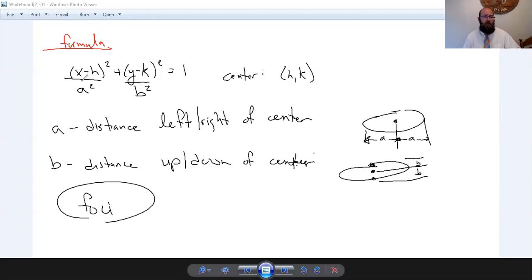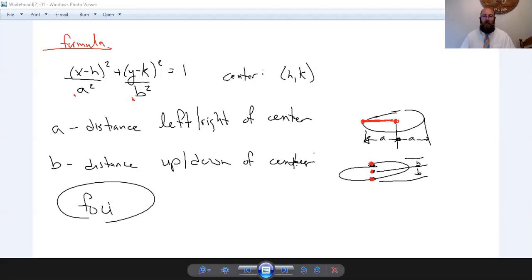So the a value, or the square root of our denominator of x, is going to give us our distance left and right. So that's going to tell us from here over to here, right? That distance comes from the square root of the number underneath x. And it goes from the center to the left side and the center to the right side. And then the square root of the thing underneath y is going to get us b, or the distance up and down. So from my center up to the edge of my ellipse, and from the center down to the bottom edge of my ellipse. And then foci, we'll get to those as we go through the example.